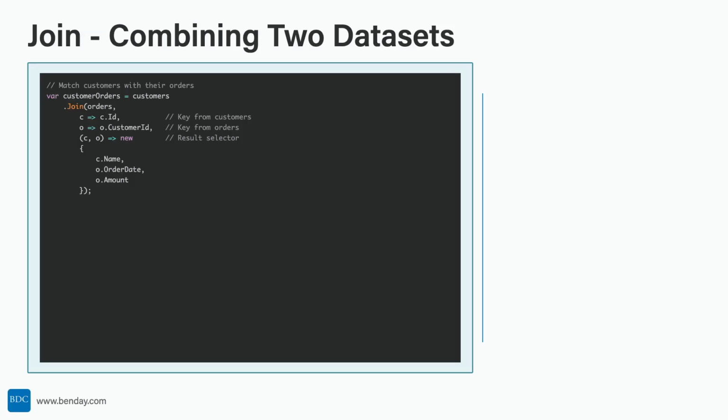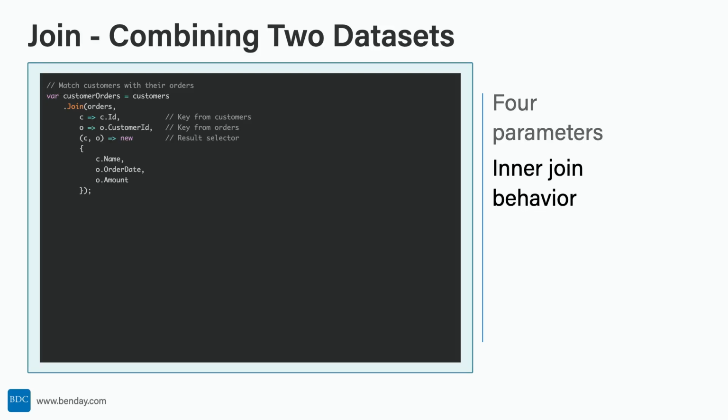All right, next up, join. This is how you combine data from 2 different collections based on a matching key. Join takes 4 things. The second collection, the key from the first collection, the key from the second collection, and a function that combines matching items. It looks complex, but it's actually straightforward.